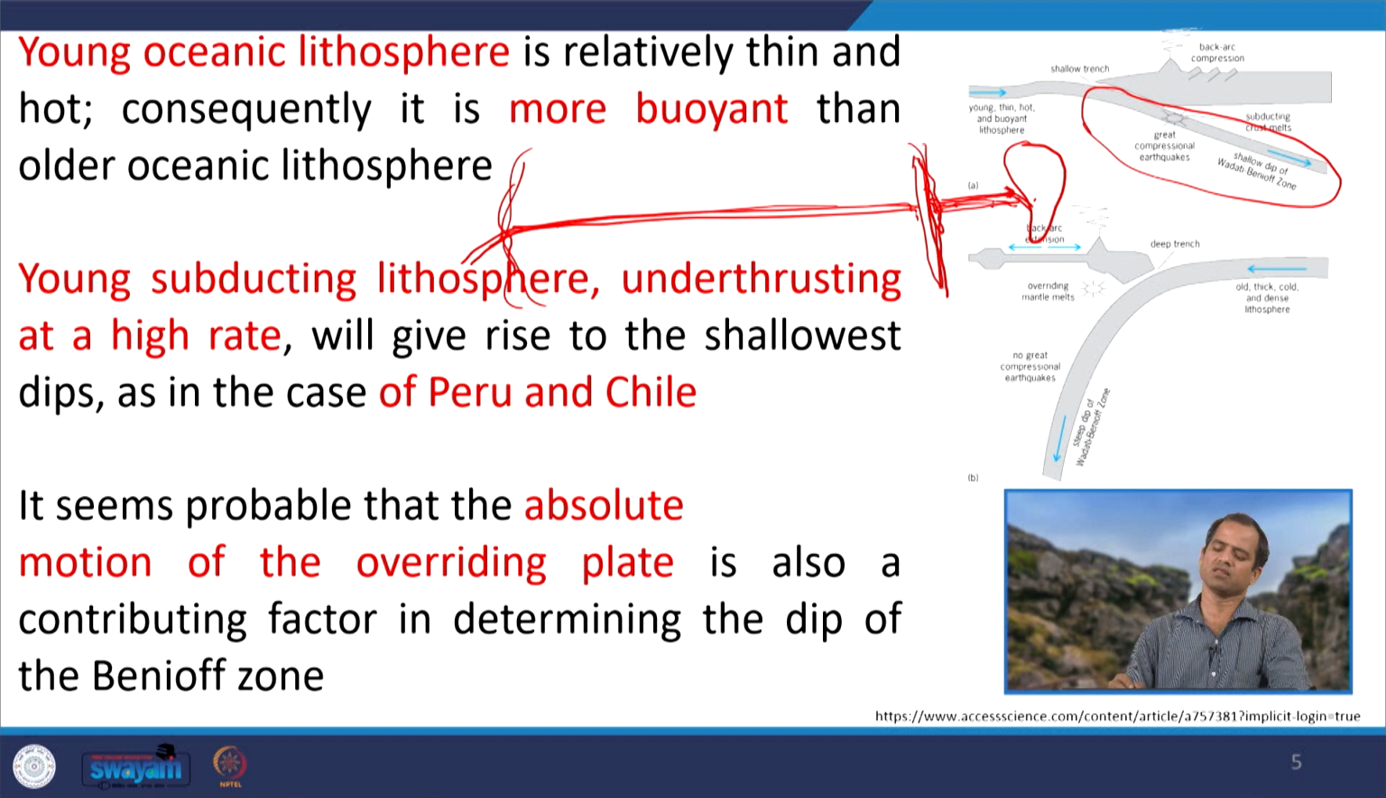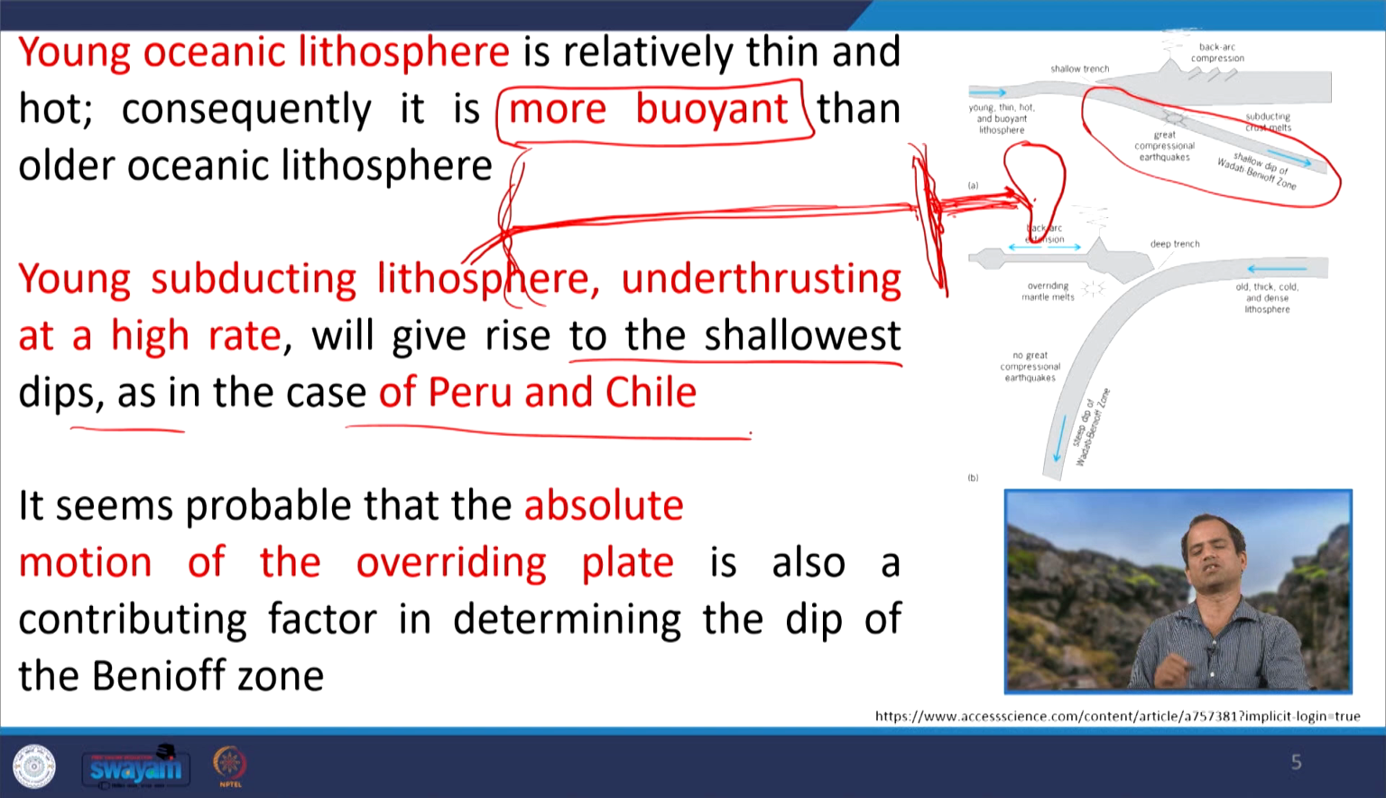So, that is why these plates which are young and not too cool are subducting at a lower angle, due to this more buoyant nature. That is why they give rise to subduction zones of shallow depth, with young subducting lithosphere underthrusting at a higher rate and thus giving rise to the shallowest dip, as in the case of the Peru-Chile trends. Due to its young and hot nature, they are underthrusting at a higher rate.